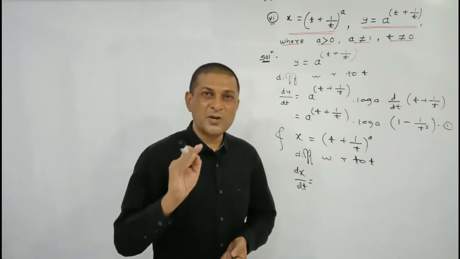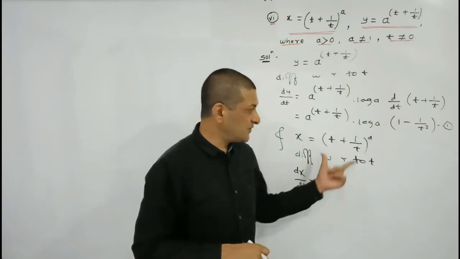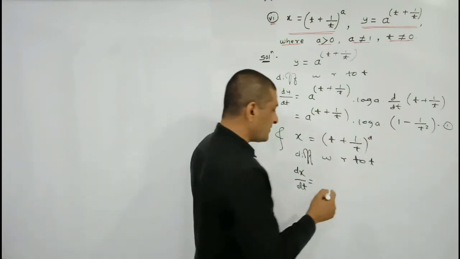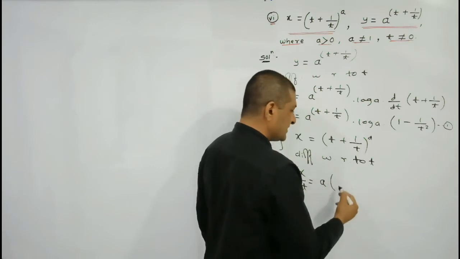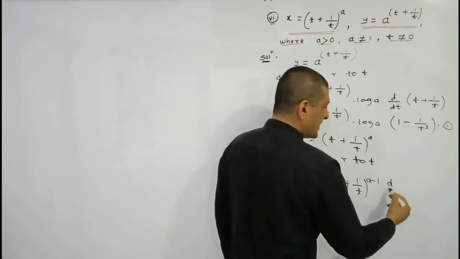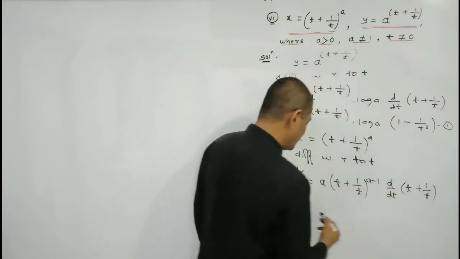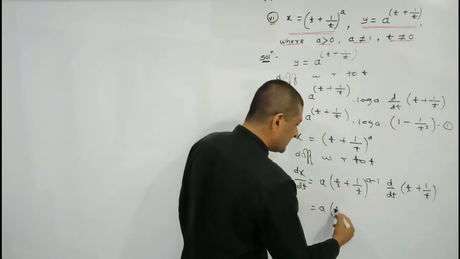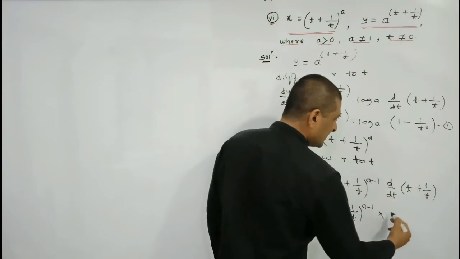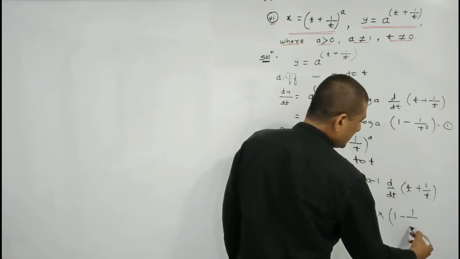To differentiate it, we have to observe which standard formula the function is in the form of. So this function is in the form of f of x raised to power n. So first we have to take the power of f of x as a coefficient. What is the power? a. Then decrease its power by 1, t plus 1 by t raised to power a minus 1, into the derivative of f of x. What is f of x? t plus 1 by t. So this equals a, keep it as it is, t plus 1 by t raised to power a minus 1 also as it is, into the derivative of this term. What is the derivative of t? 1, and the derivative of 1 by t is minus 1 upon t square.